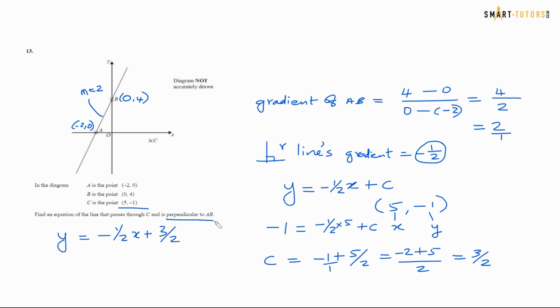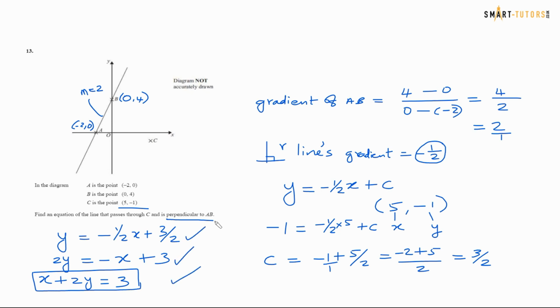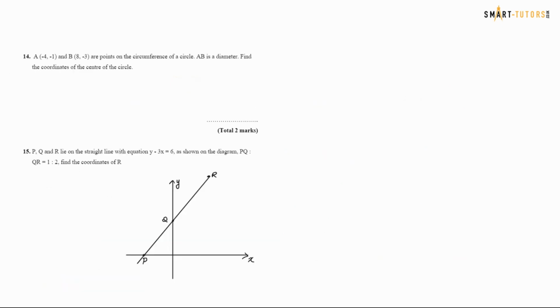So the equation is y equals minus half x plus 3 over 2. If I multiply both sides by 2, 2y equals minus x plus 3. If I bring it to the other side, x plus 2y equals 3. So that is the equation of the straight line. You can leave it like this or this or this. There's no condition given. So that is the answer for finding an equation of the line passing through C perpendicular to AB, in one of these formats.